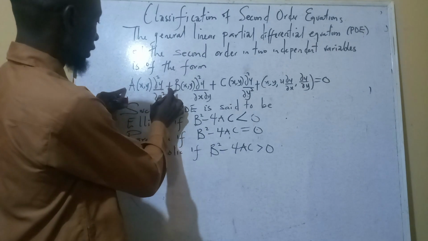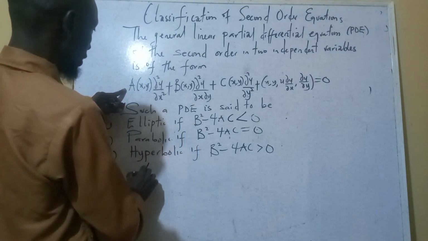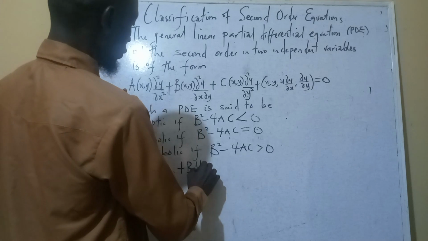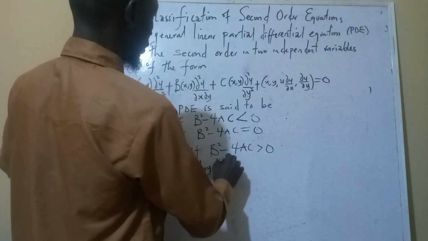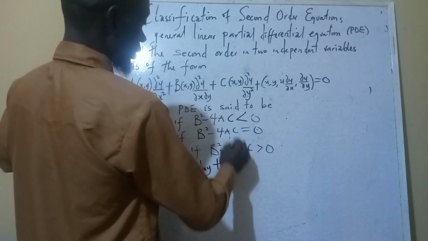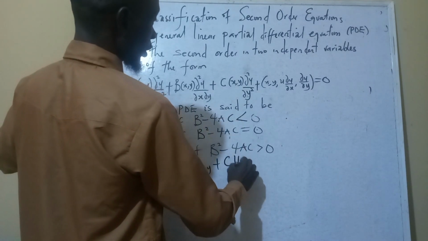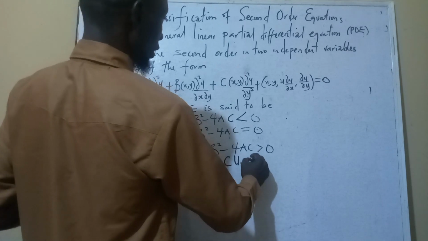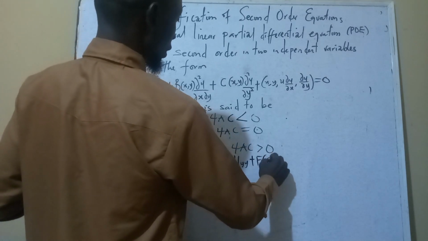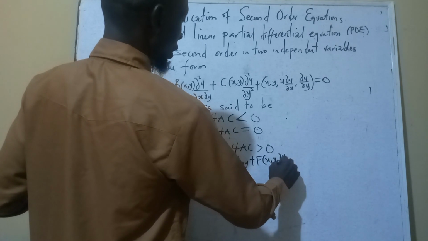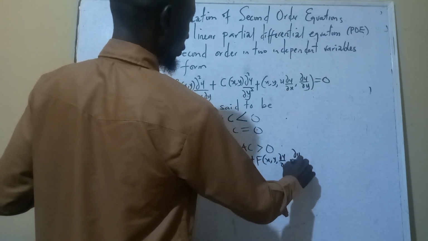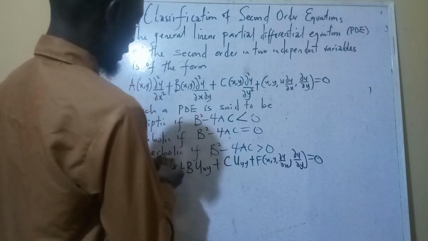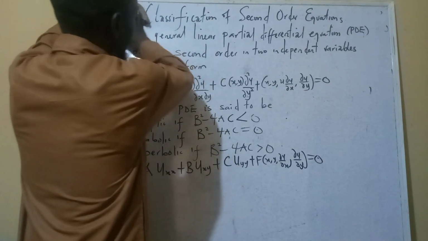Now look at this question. Let me write this question. I can write this question as a u_xx plus b u_xy plus c u_yy. So this is how to write our equation. Let me just write this one to be f of x, du/dx and du/dy. Now let me solve an example of this.